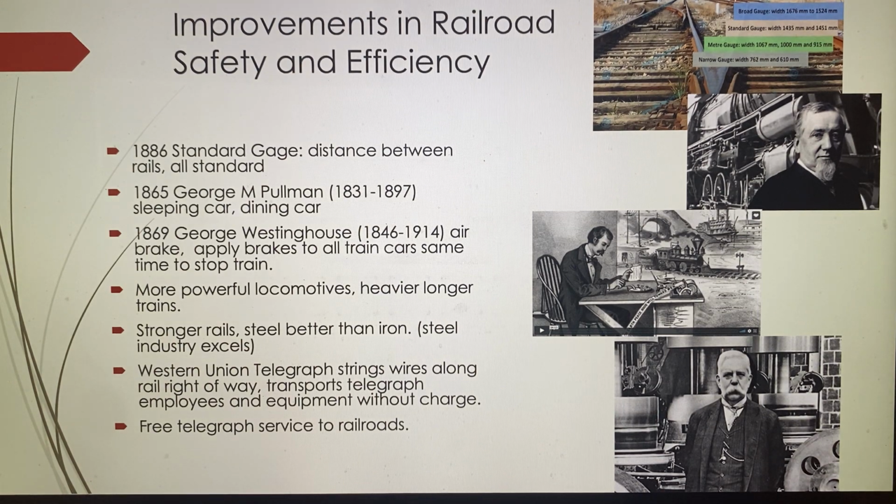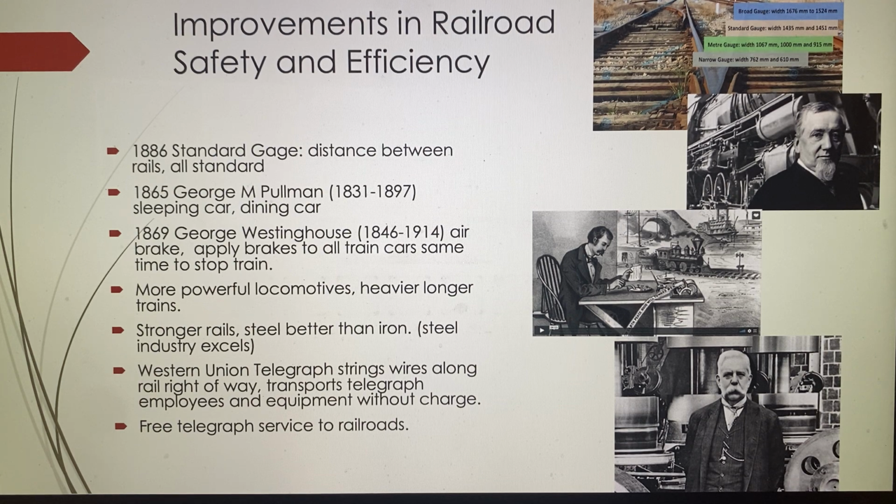Improvements in railroad safety and efficiency. In 1886, as I said before, they had a standard gauge. The gauge is the distance between the rails, how wide the rails are apart, how far they span. They wanted to standardize all this and make the rails a standard distance so they wouldn't have to worry about the size of the trains going on the tracks.